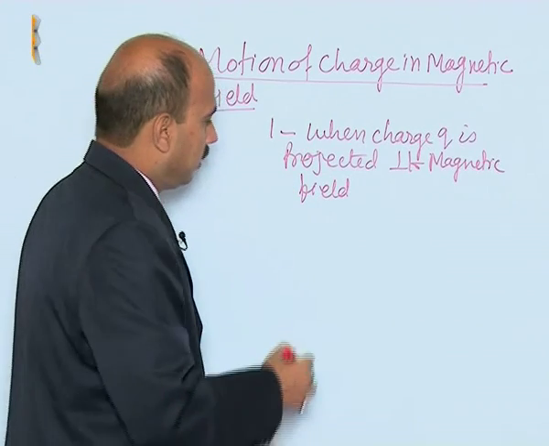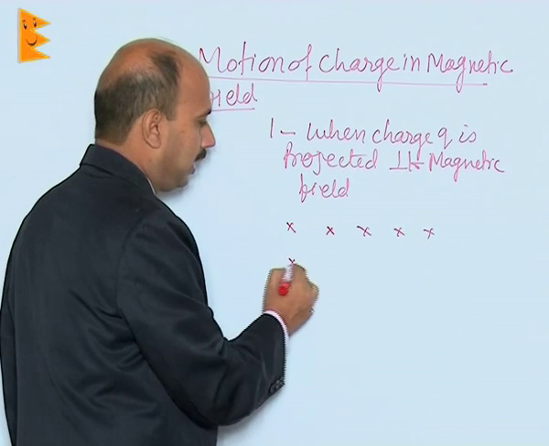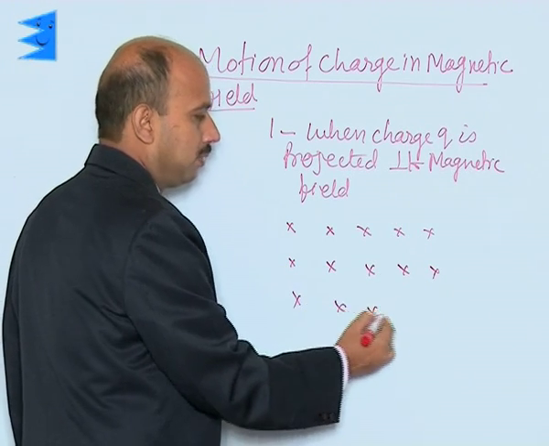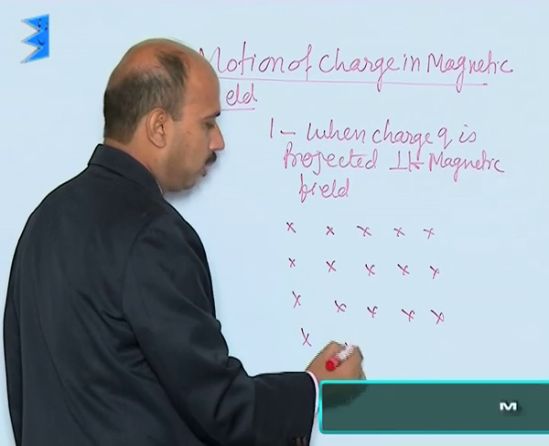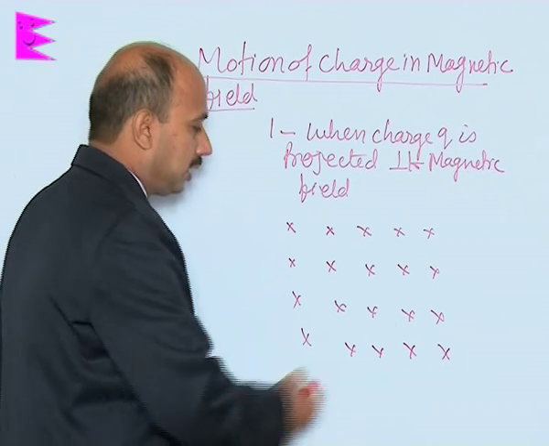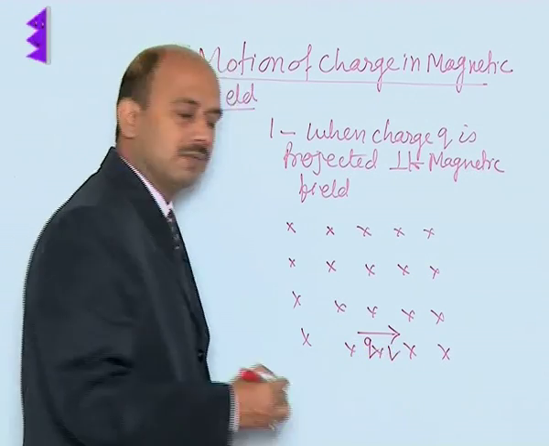See here, there is a magnetic field like this. That means, what is the direction of magnetic field? It is inward to the plane of the paper, that is going into the plane of the paper. This is the direction of magnetic field. A charged particle q is projected this side with the velocity v.